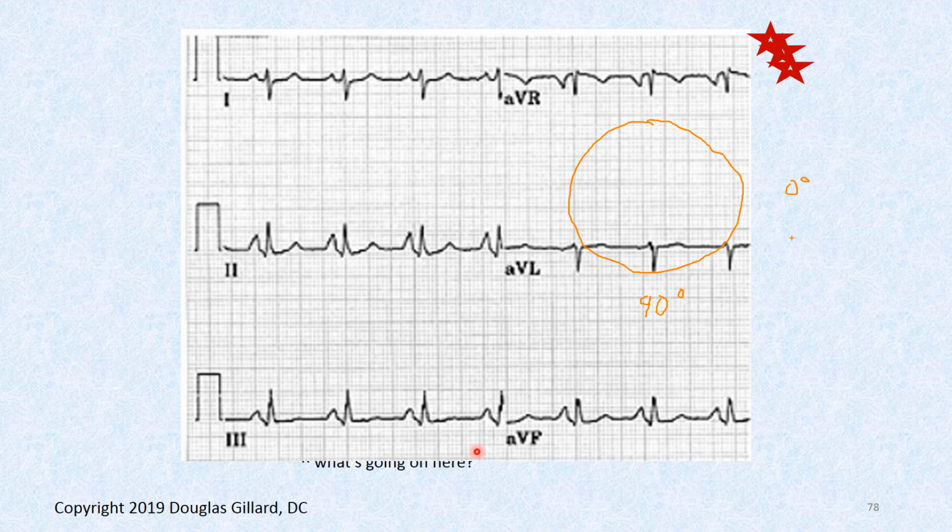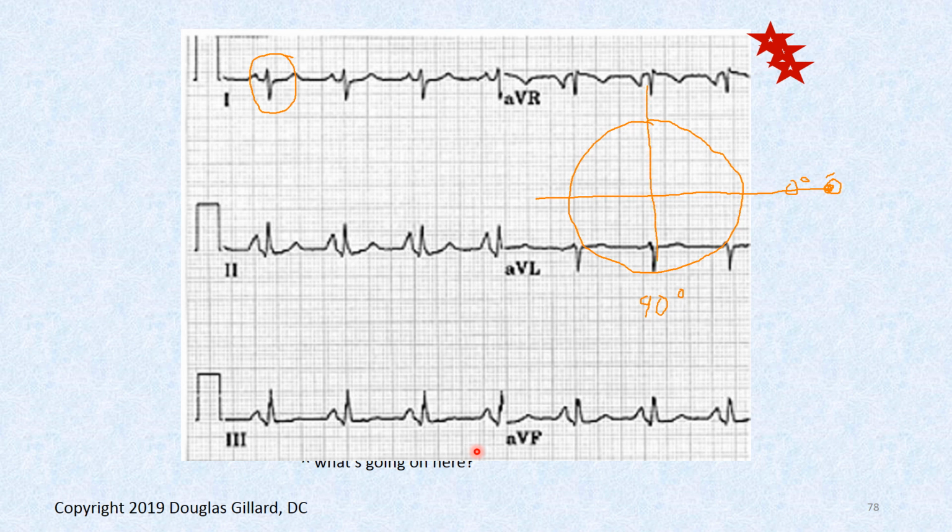Where's limb lead 1? Where's its eyeballs? It's over here. There's limb lead 1's eye. Okay. So draw its line of vision straight across like this. Now, draw perpendicular because this wave is semi-perpendicular or semi-biphasic, right? So let's just for now draw perpendicular. That would be perfectly biphasic.